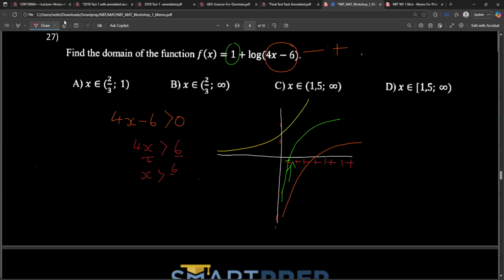So x must be greater than 6 over 4, which is 3 over 2. And 3 over 2 is 1.5. Okay, so x can go all the way to infinity, but it never touches 0. So notice C and D are both available options with 1.5 and infinity, but the important part is you have this asymptote. So x can never get to 0. It'll always just keep going to infinity, but never touch.